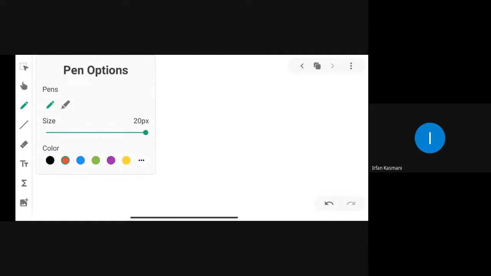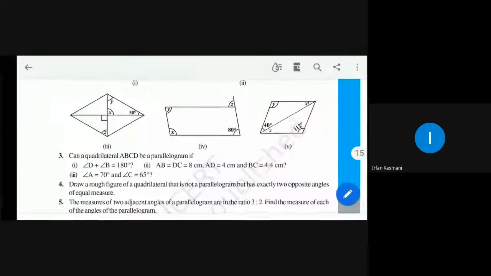Now you can see question number 3. Okay, see here. Can a quadrilateral ABCD be a parallelogram if angle D plus angle B is equal to 180 degrees? AB is equal to CD is equal to 8 centimeters, AD is equal to 4 centimeters, and BC is equal to 4.4 centimeters. And third, angle A is equal to 70 and angle C is equal to 65.